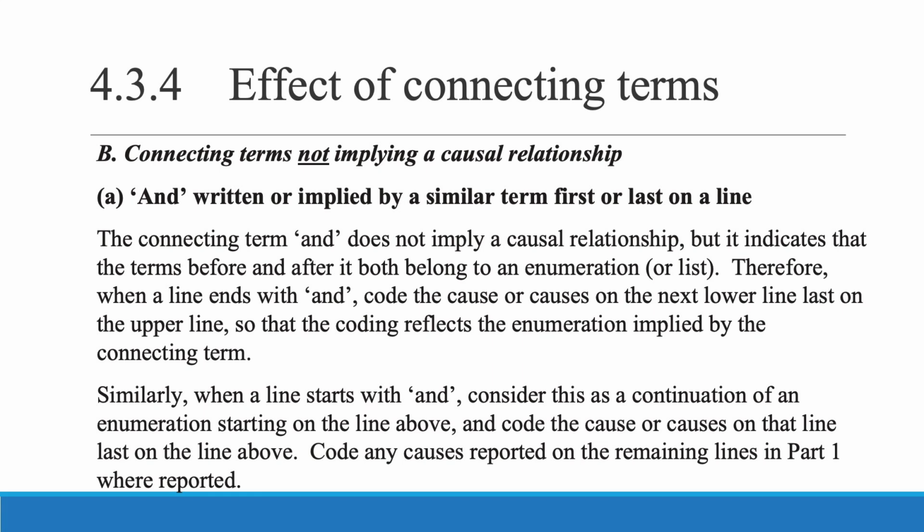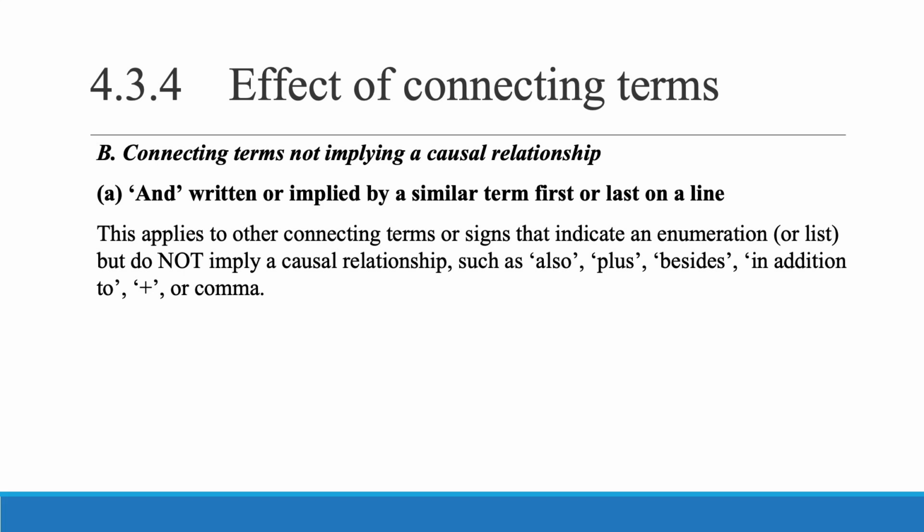Code any causes reported on remaining lines in part 1 where reported. One more instruction on the next slide. This applies to other connecting terms or signs that indicate an enumeration or list, but do not imply a causal relationship. Terms such as also, plus, besides, in addition to. Sometimes we see the little plus sign or even a comma. All right, let's look at an example where we can apply the instructions that we just read.